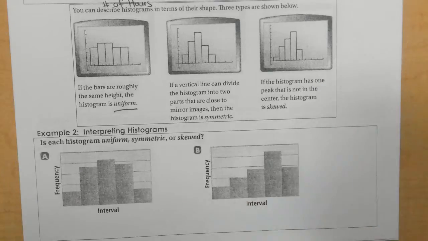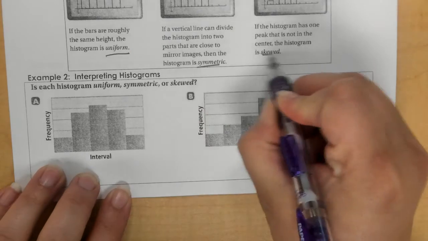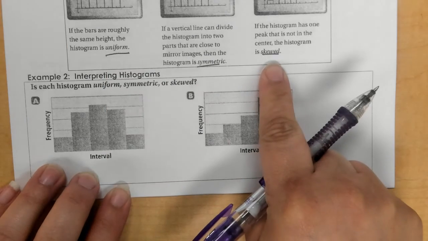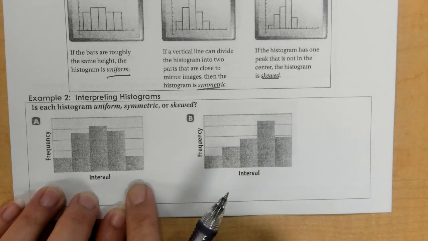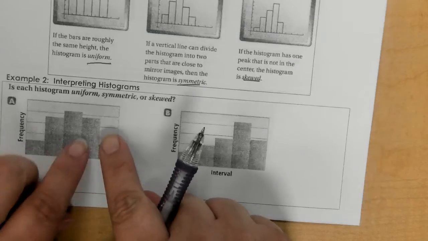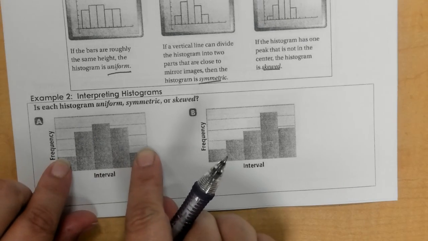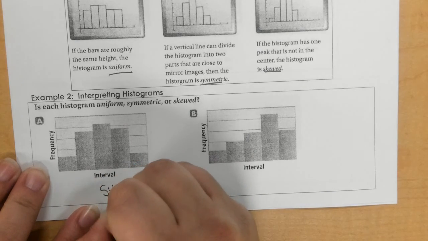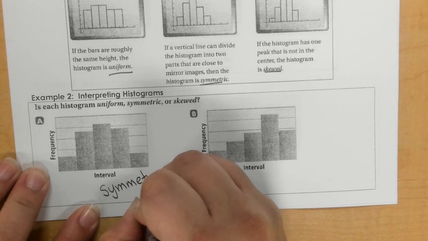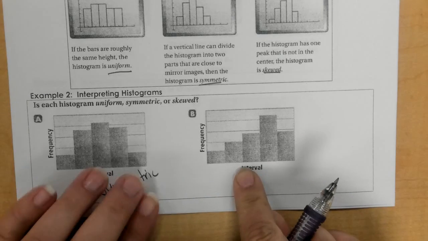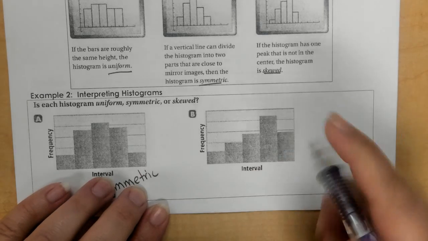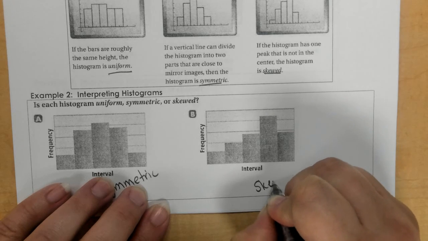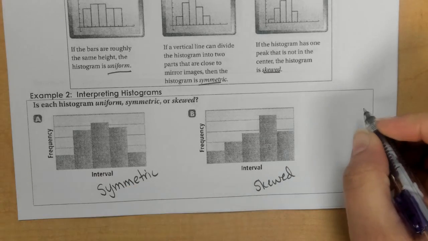Okay, so if I look down here at these 2 examples, I'm going to know which category it would fall under: uniform, symmetric, or skewed. So for this one here, I would say this is symmetric. I mean, it looks pretty symmetric on either side of the middle bar here. And then for letter B, we have what would look like skewed. The bars are not even, and there is no pattern.